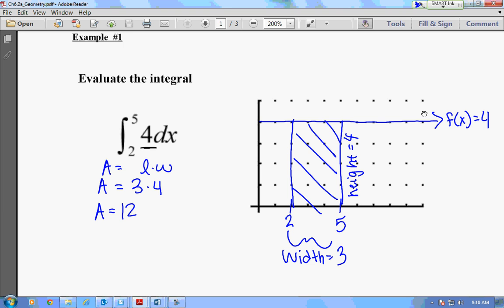In integral notation, that would look like this. Practice drawing those integral signs. From 2 to 5, if we integrate 4 dx from 2 to 5, we get 12.